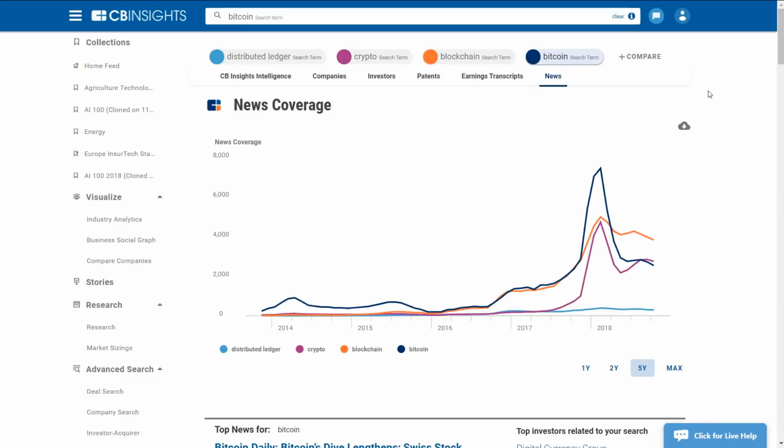And you can just see from this chart how each of these have trended over time, but also which terms people use to describe or talk about what's happening in this sector most often. So obviously, Bitcoin is leading the pack there, followed by blockchain, then crypto, and then all the way at the bottom for corporates, distributed ledger.